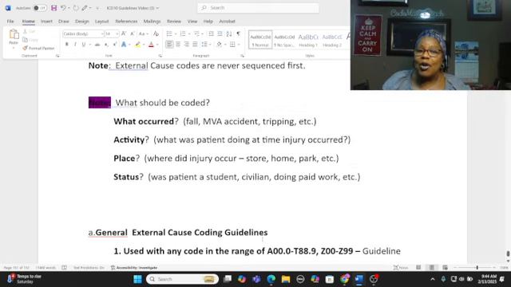And remember, when you're coding external cause codes, you're coding 4 things. The goal is 4 things. And it's only on that initial visit: what occurred, activity of the patient at the time that the injury occurred, place of occurrence, and status.